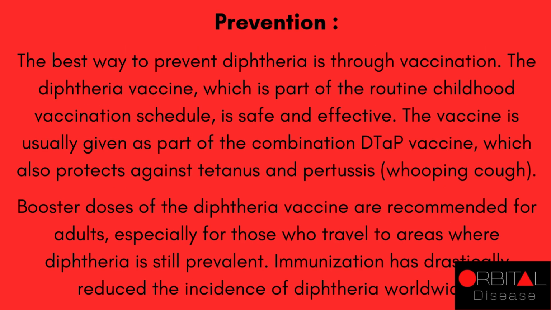Prevention. The best way to prevent diphtheria is through vaccination. The diphtheria vaccine, which is part of the routine childhood vaccination schedule, is safe and effective. The vaccine is usually given as part of the combination DTaP vaccine, which also protects against tetanus and pertussis, whooping cough. Booster doses of the diphtheria vaccine are recommended for adults, especially for those who travel to areas where diphtheria is still prevalent. Immunization has drastically reduced the incidence of diphtheria worldwide.